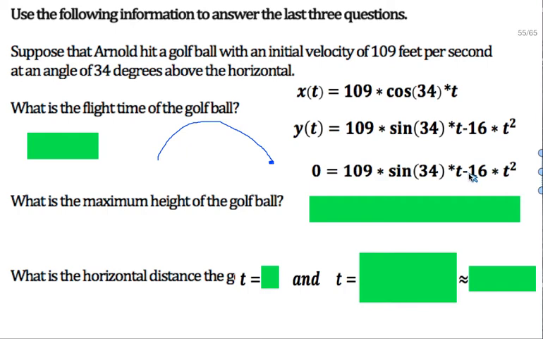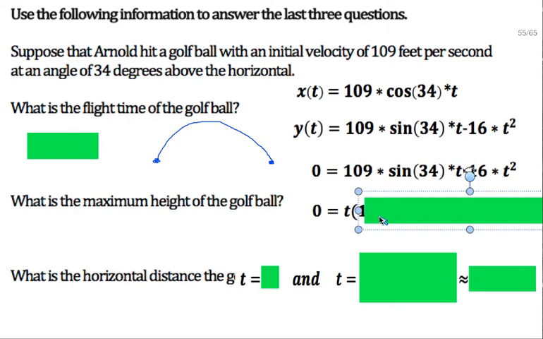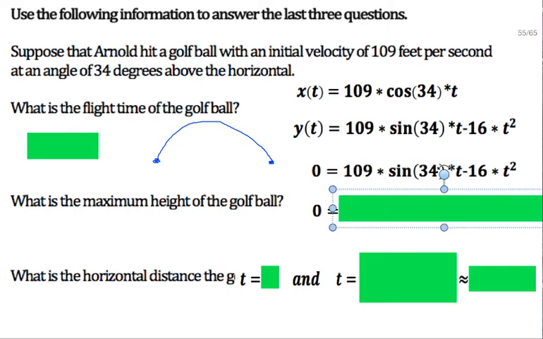Now, most of you are saying, oh man, I have to do the quadratic equation again. You actually don't have to do the quadratic equation again because the golf ball starts at the ground here, so I have no initial height. So this time, all I have to do is factor out my greatest common multiplier, and in this case, I have a t in both this term here and this term here.